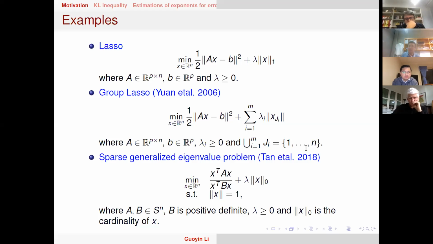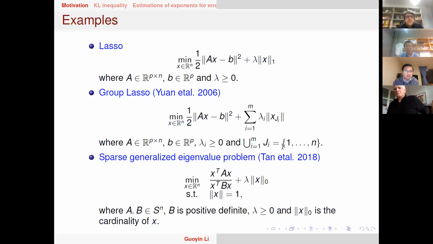In this kind of application, you look for the least possible number of groups. So in that case, you use this group Lasso, which means that you take the non-negative linear combination of the Euclidean norms. In the very special case where m is just the total number of variables n, and each Ji is just i, then you reduce to the L1 norm, which is the Lasso problem. So it's a generalization of that.